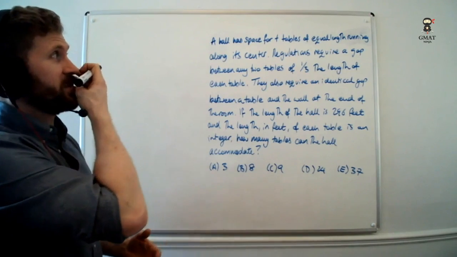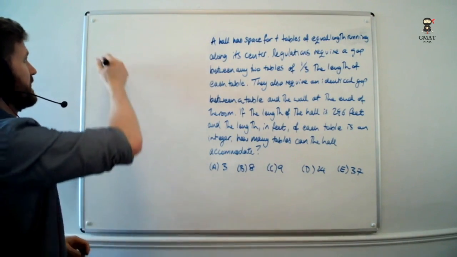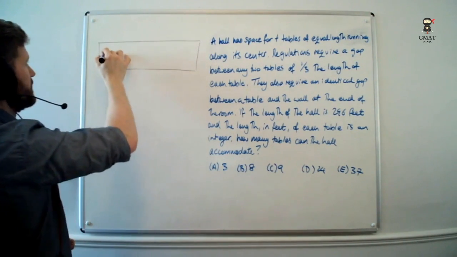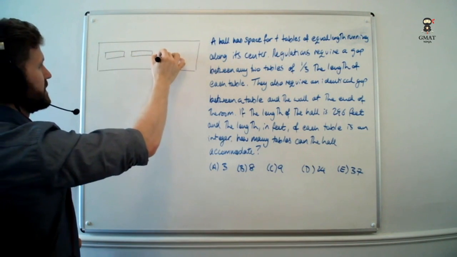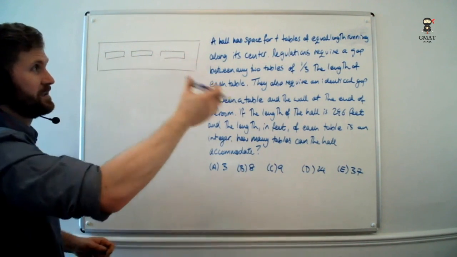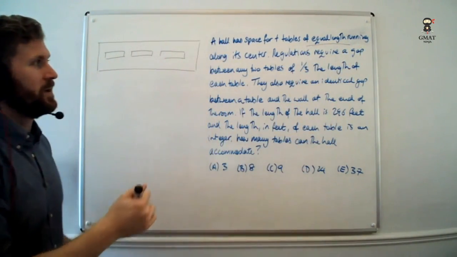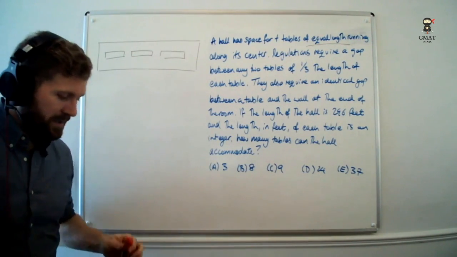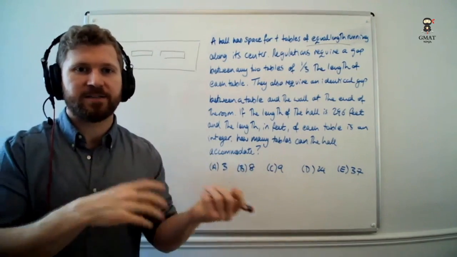We're told that we've got some hole, and that hole has space for t tables of equal length running along its center. So I've got some kind of great big long hole going on here, and I've got a bunch of tables. All of them are exactly the same length. We're told they're the equal length running along its center. We've been told that we need to have a gap between each table of a third the length of each table. So let's begin to turn this text into some algebra.